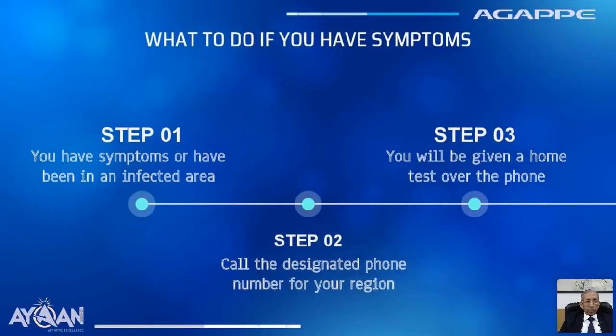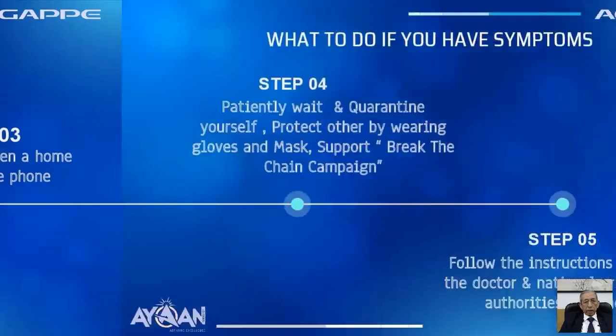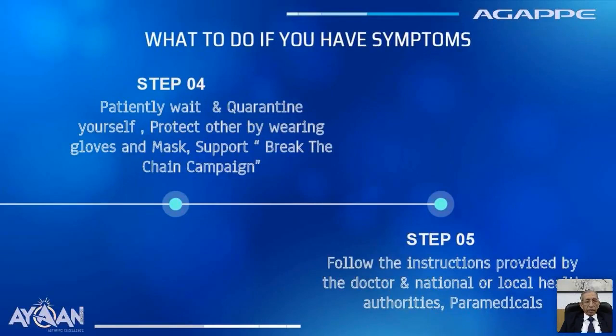Now, what to do if you have symptoms? If you have symptoms or have been in an infected area, that is, there is some suspicion, then call the designated phone number for your region. You will be given a home test over the phone, and you wait or quarantine yourself. Protect others by wearing gloves and a mask, and support the break the chain champion. Finally, follow the instructions provided by the doctor and national and local health authorities and paramedicals.